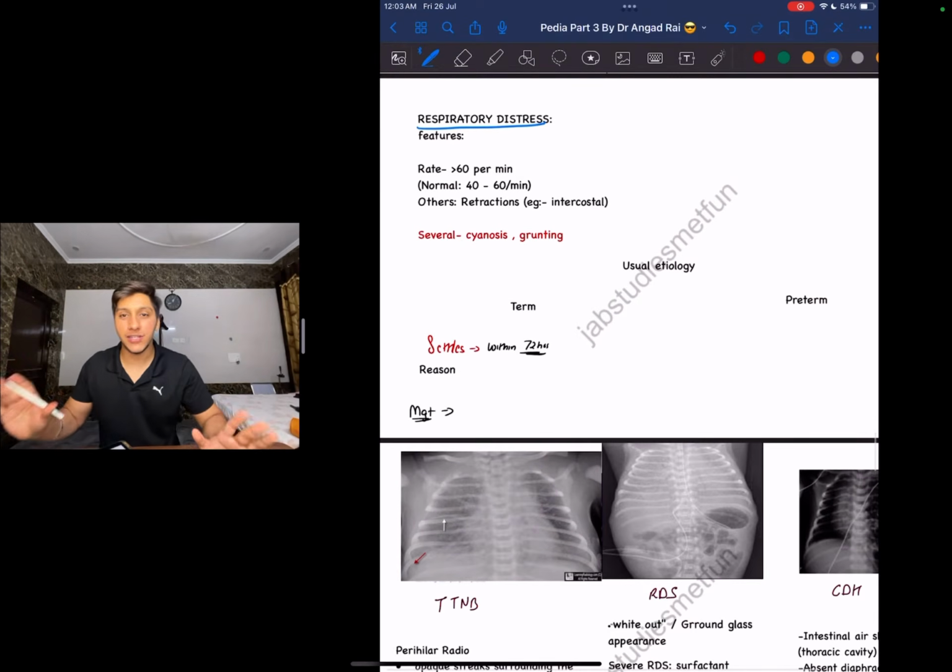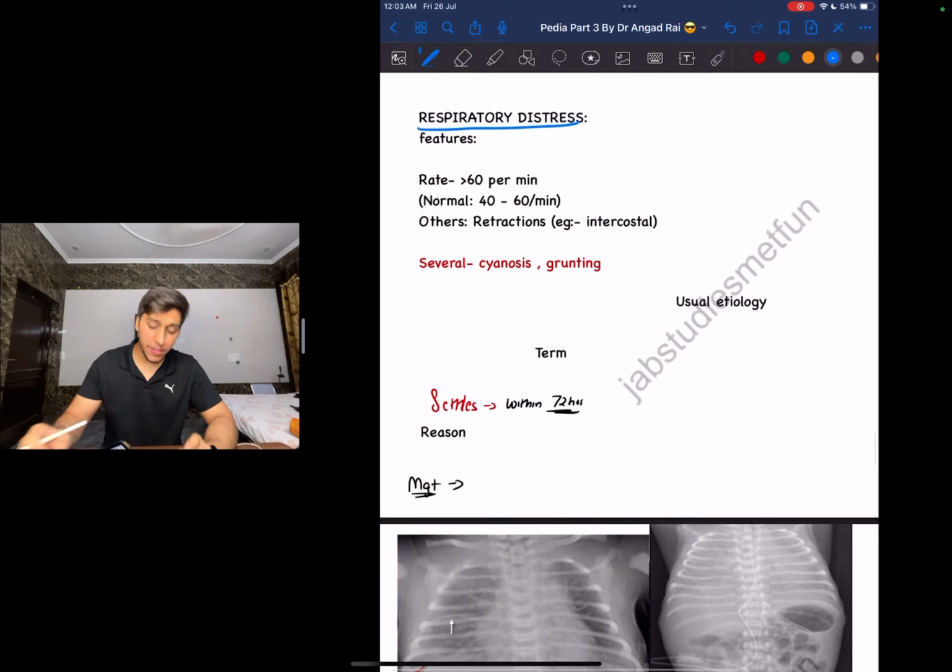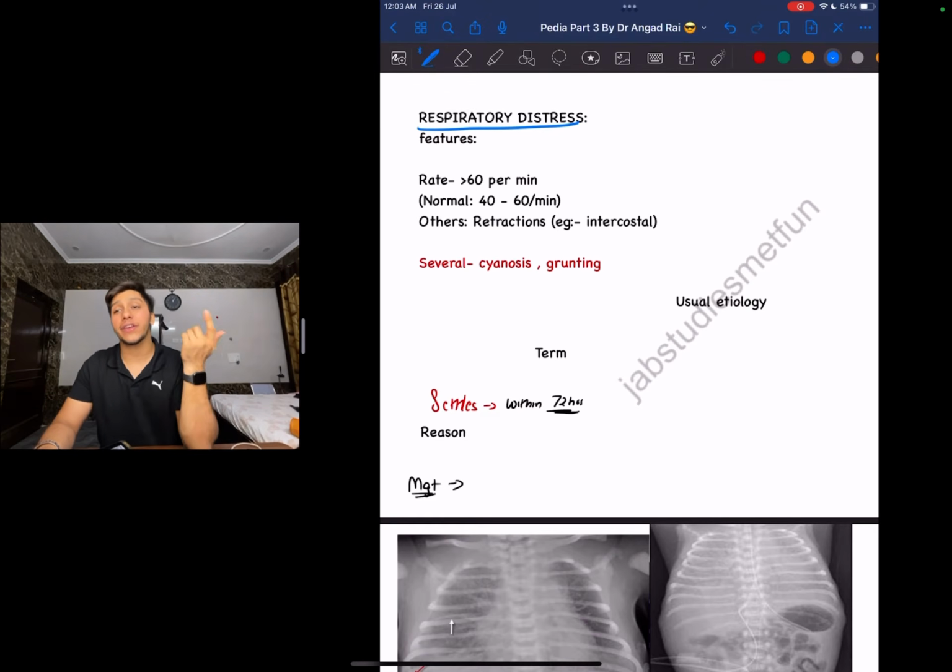I hope you guys are enjoying. Okay, so in respiratory distress, in case of a baby up to 2 months, we will define it as when the respiratory rate is more than 60. Along with that, if you have any retractions, maybe intercostal, subcostal, supraclavicular, or above the sternal notch, any retractions are also a sign of distress. In case of severe conditions, if you see central cyanosis and even grunting, those are also signs of respiratory distress.